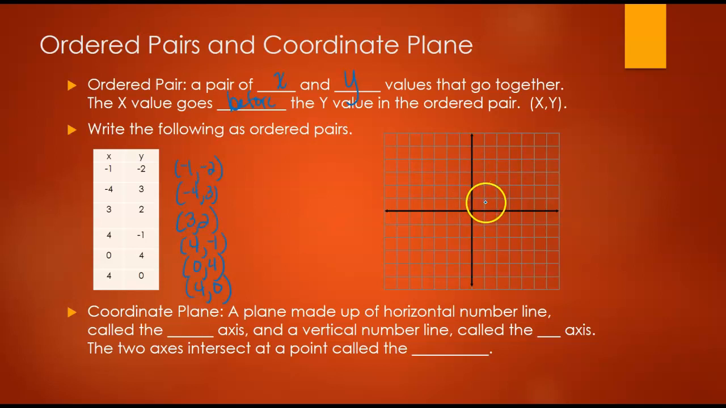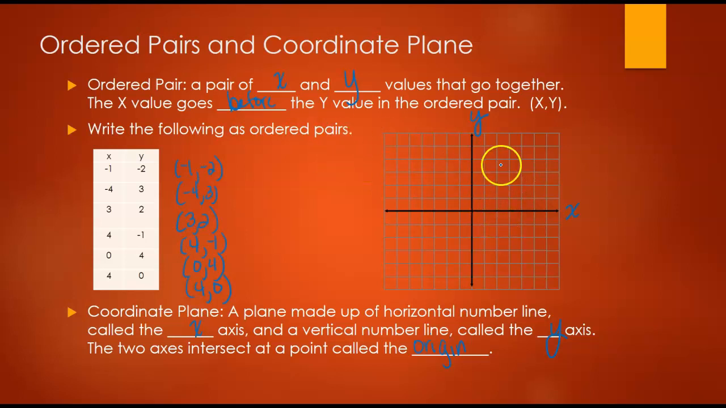A coordinate plane is made up of a horizontal number line called the x-axis, therefore the x values go on the x-axis, and a vertical number line called the y-axis. The vertical line is the y-axis. The two lines intersect at a point called the origin. Make sure you've sketched this graph on your notes before we move forward.